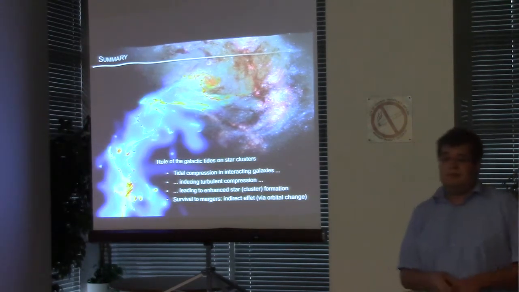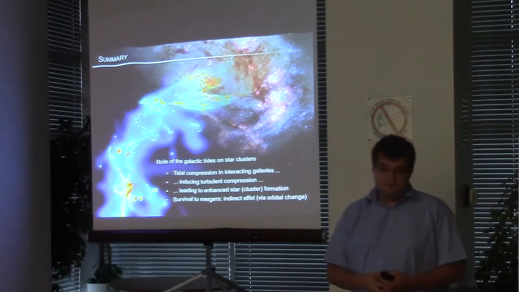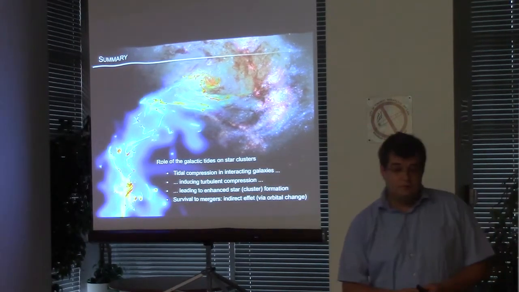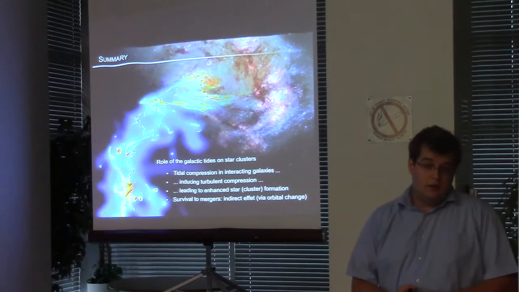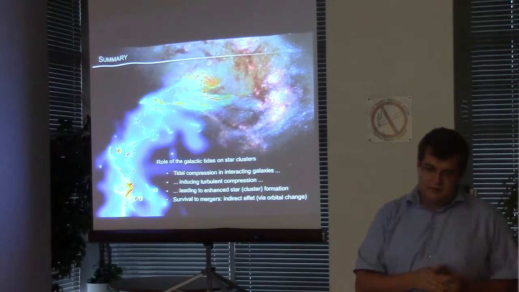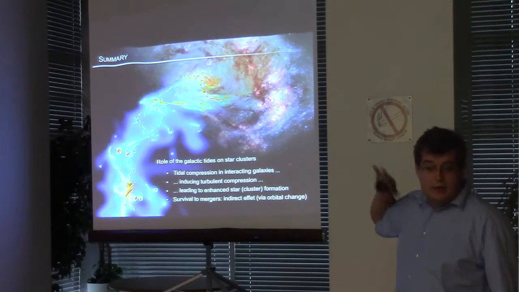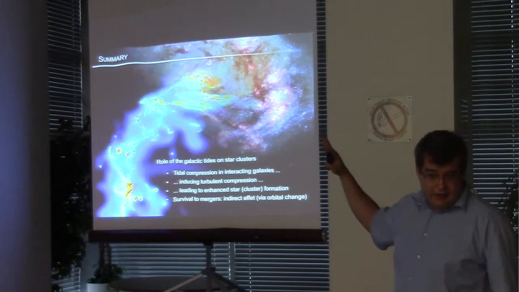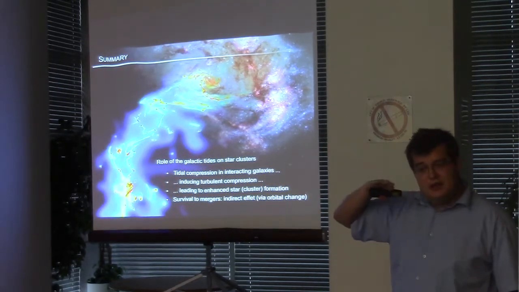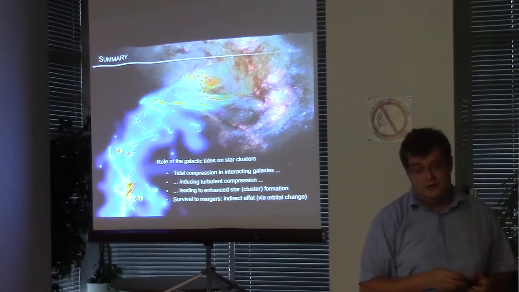simulations. So to summarize the role of galactic tides on dark clusters, you have the tidal compression in interacting galaxies, in any kind of interacting galaxies, inducing turbulent compression, and this cascades down to the small scale, leading to an enhancement of the star and maybe star cluster formation. Once the cluster is formed, the next merger has very little effect, only an indirect effect by changing the orbit of the star cluster, but nothing really happens at the collision itself. And I stop here.